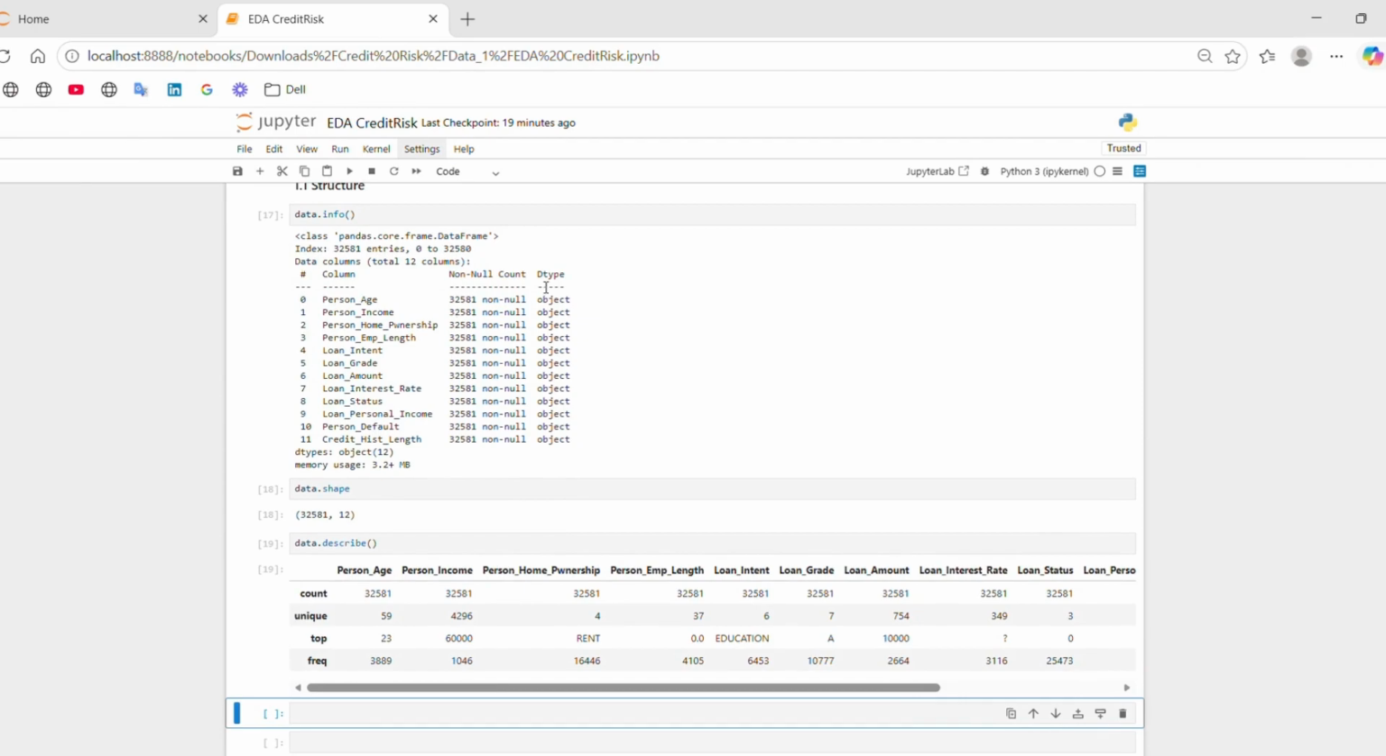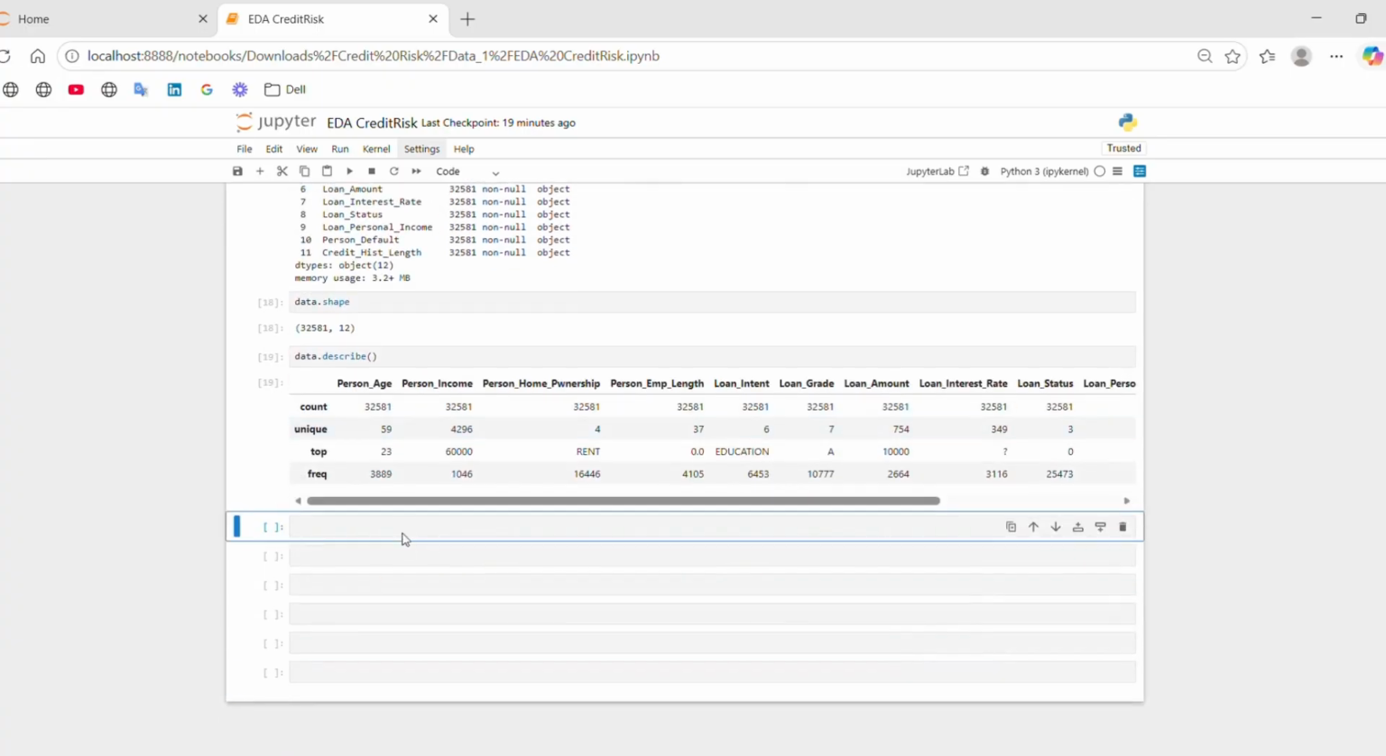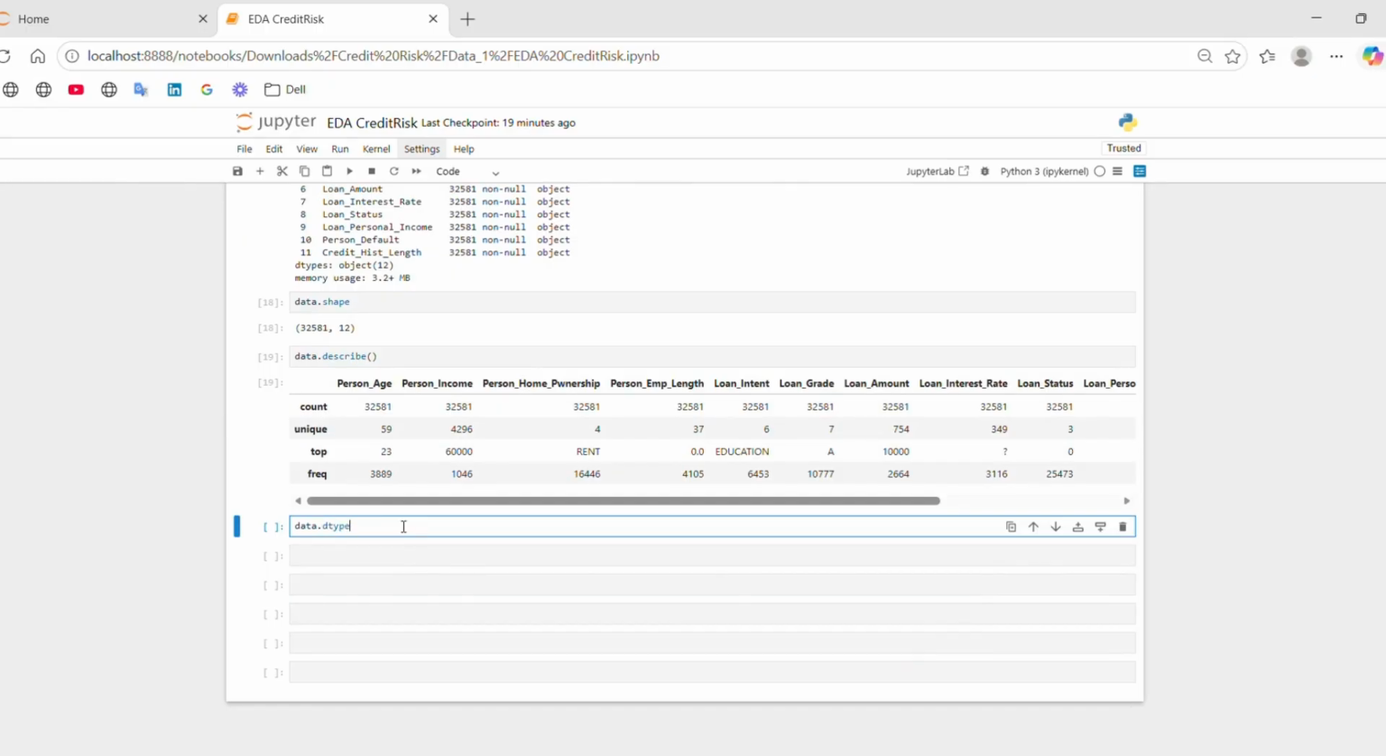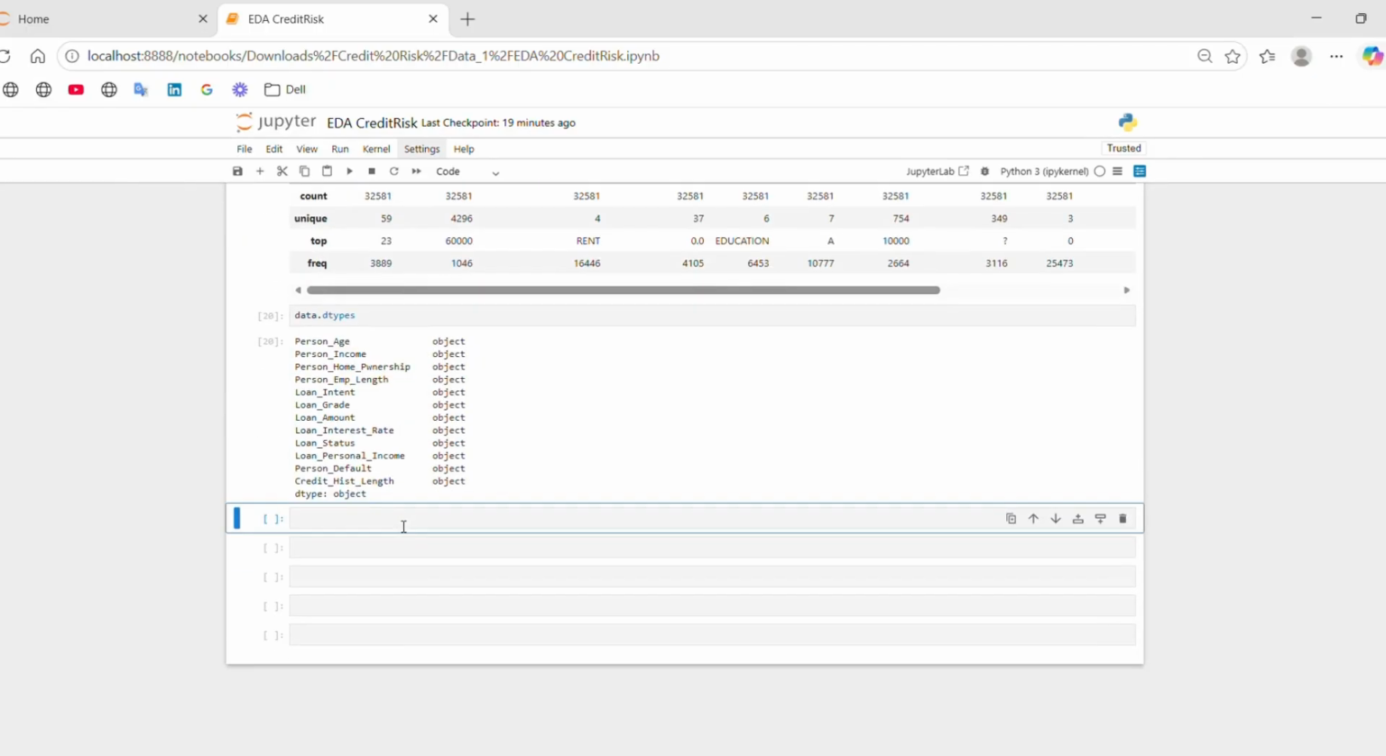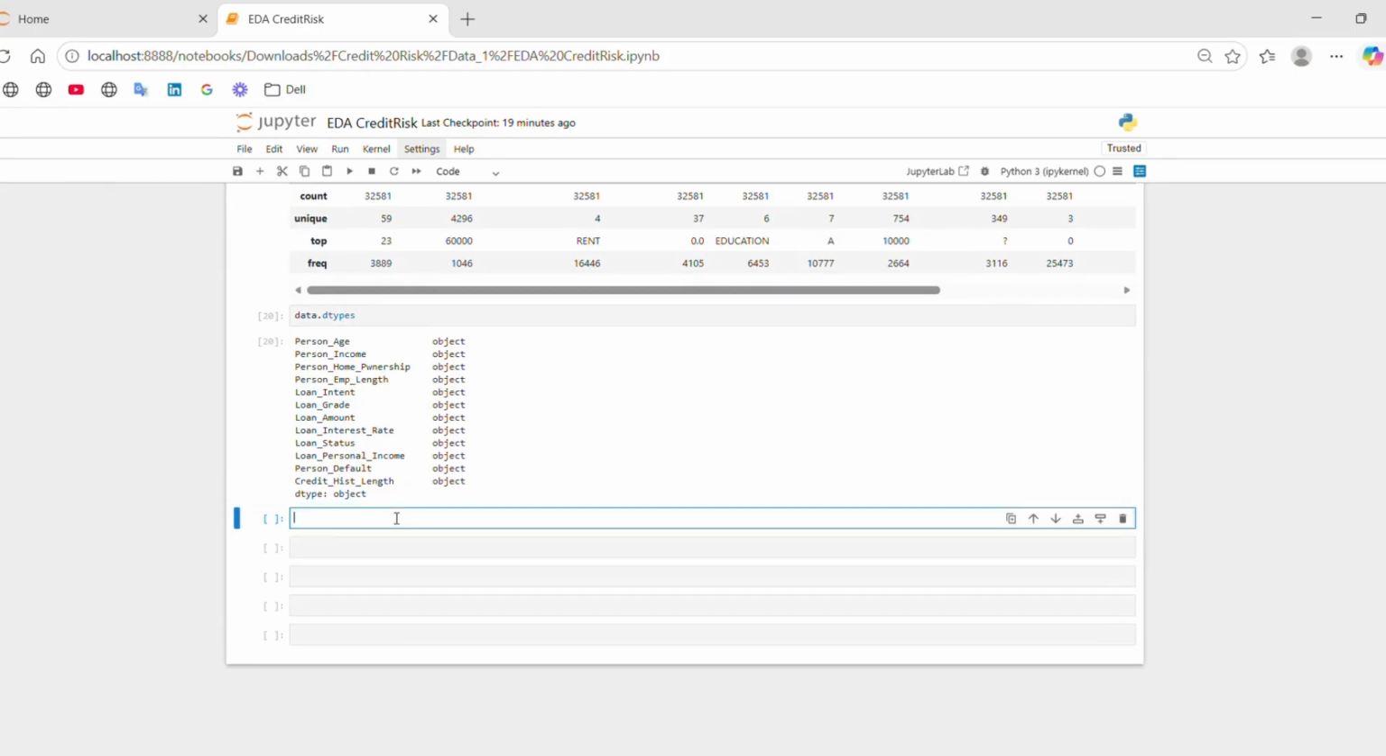For numerical columns and categorical columns as well, this will show the count, unique, top, and frequency. Now you have noticed that the data type of the columns is the object data type. You can see that separately as well, but exactly what is the data type? Everything is in the object format. So we need to convert the data types as well, and these small things are part of EDA.